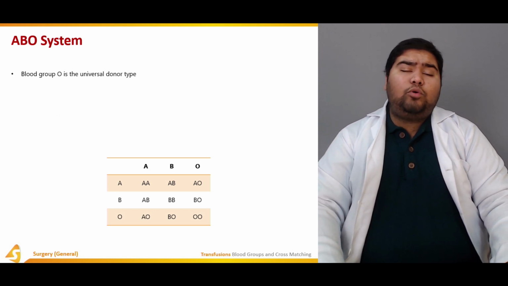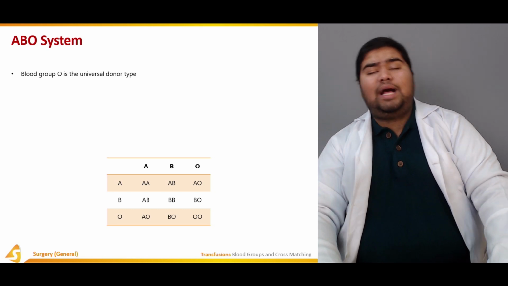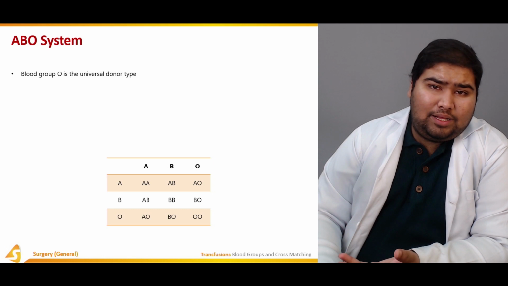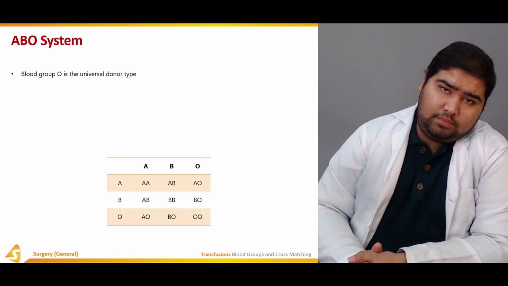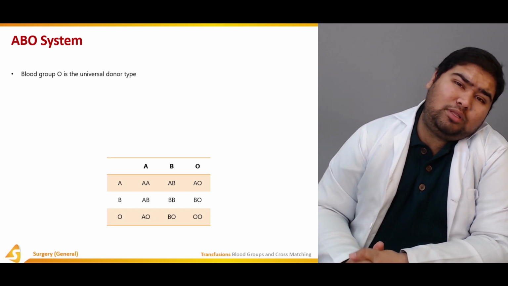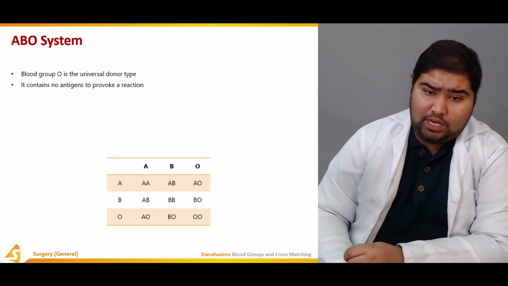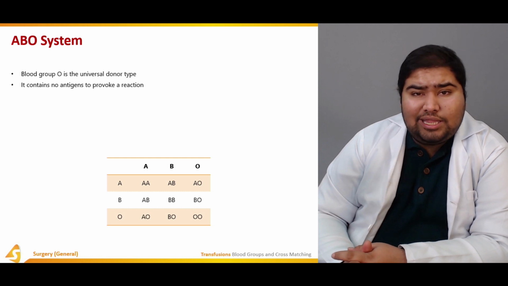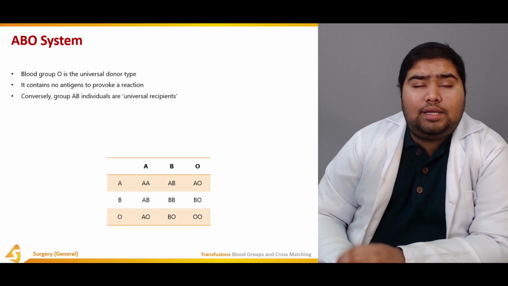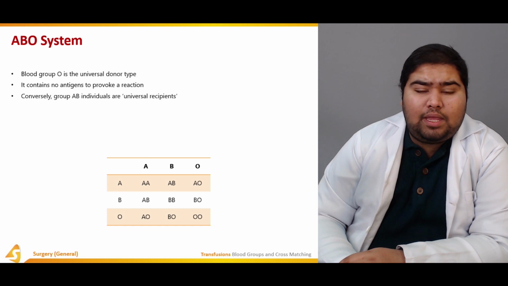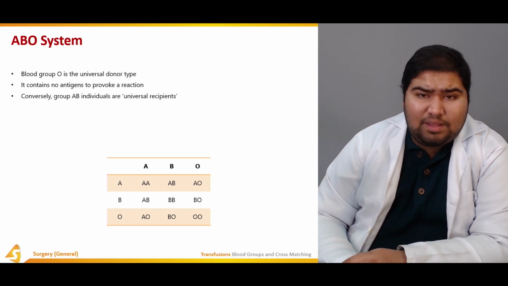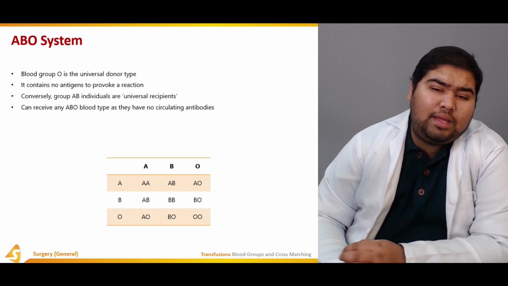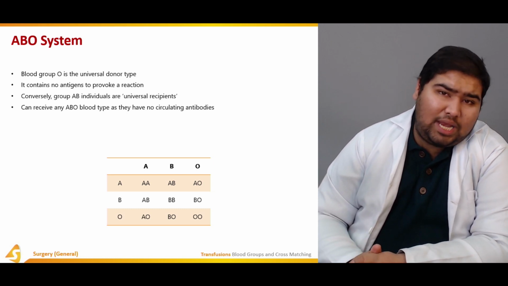Now, the blood group O is the universal donor. As we've talked about, there are no antigens in the cells of blood group O. So the blood group O is the universal donor. There are no antigens to provoke a reaction in this case. Now, conversely, the blood group AB is the universal recipient. And why is that? It can receive any ABO blood type as they have no circulating antibodies.